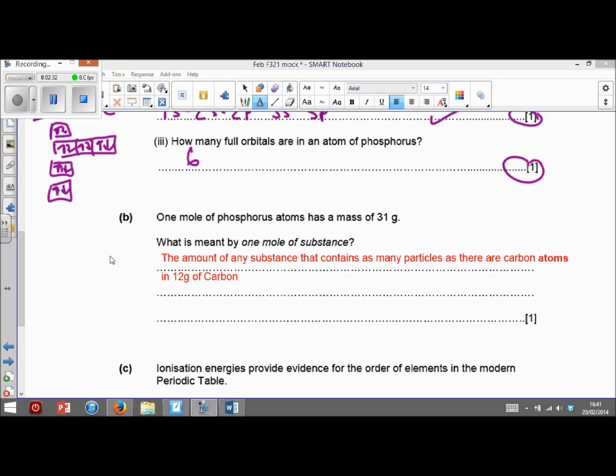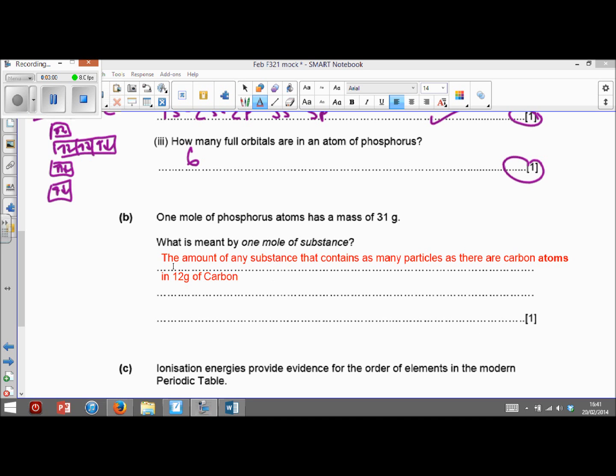So question B. 1 mole of phosphorus atoms has a mass of 31 grams. What is meant by 1 mole of substance? So this is just a definition now. I've just wrote it in here. The amount of substance that contains as many particles as there are carbon atoms in 12 grams of carbon. Now that's the definition, but you notice how I put in bold atoms. You needed to have atoms in there of carbon atoms. If you didn't have that, you won't get the mark.